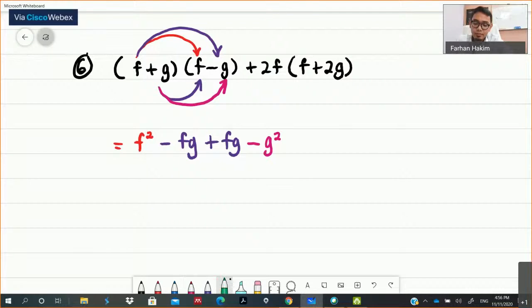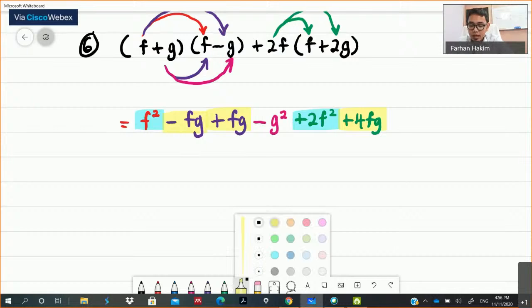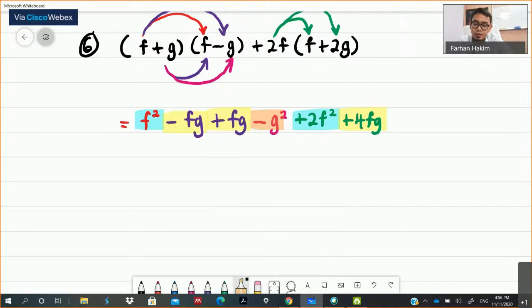Yang dekat belakang, 2F multiplied by F. Positive 2, positive 2F square. Positive 2F multiplied by positive 2G, positive 4FG. Sekarang nak cari yang sama geng. F square, ada tak geng F square? Ada, positive 2F square. Now nak cari geng yang sama dengan FG, negative FG plus FG plus 4FG. Yang itu tak ada geng, biarlah dia seorang-seorang dekat situ. So now kita susun dahulu yang sama geng.